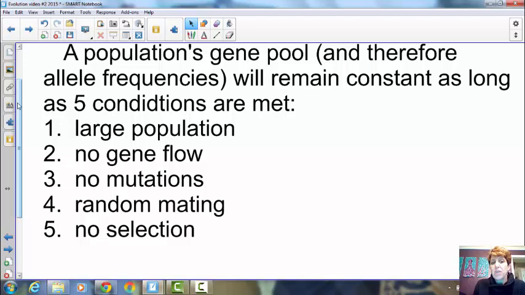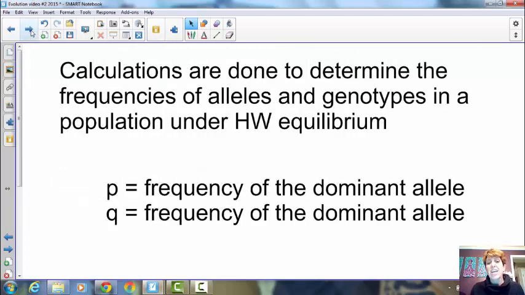So to be in equilibrium, you can't have those 5 things. So here we go. We are going to talk about the math. There are calculations that you can do to determine the frequency of the alleles. So you are going to think of the letter P. A lowercase p represents the dominant allele. So we're going to talk about P's and Q's. Q's are going to be the frequency of the recessive allele.